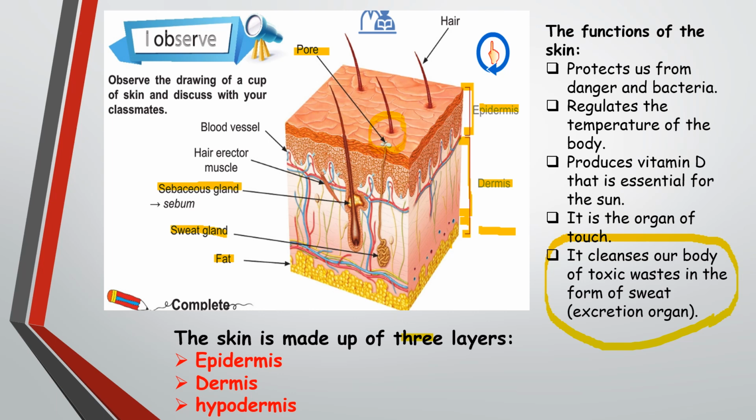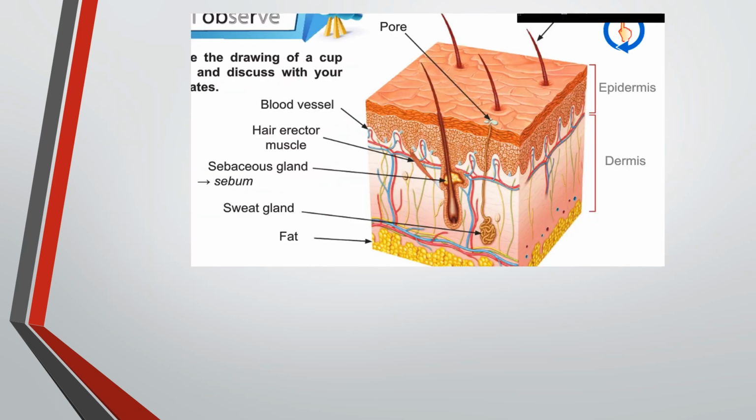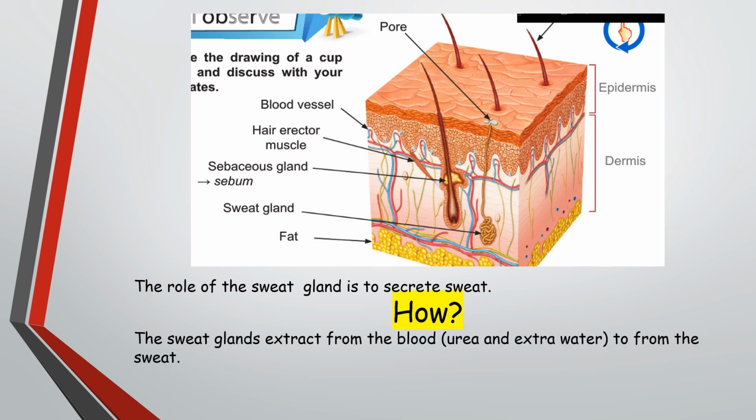What's the role of the sebaceous gland and the sweat gland? The sebaceous gland secretes an oily and waxy substance that's called sebum. The sebum is a substance that nourishes the hair. It keeps our hair healthy. The sweat gland is the gland that secretes sweat. So the role of the sweat gland is to secrete sweat. But how? The sweat glands take from the blood urea and extra water to form the sweat.